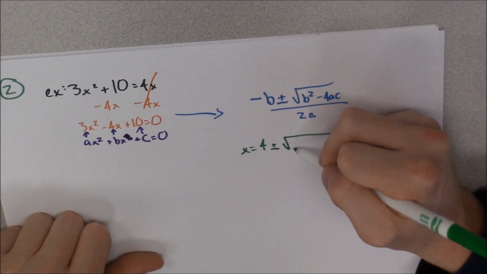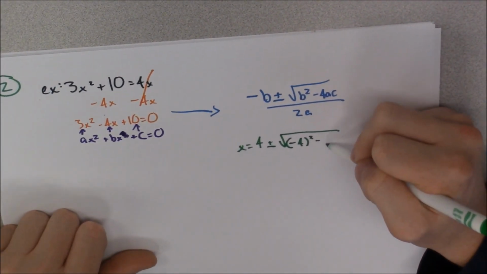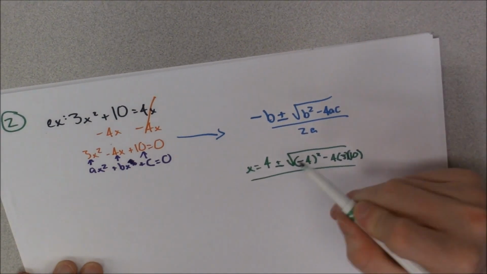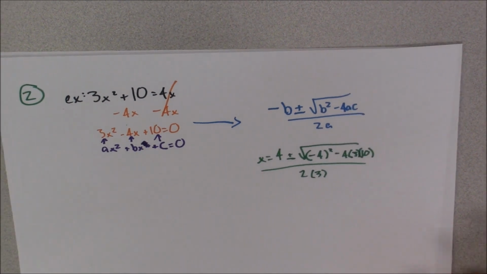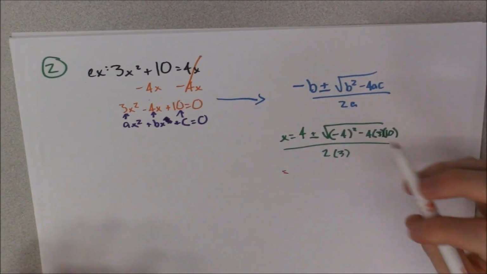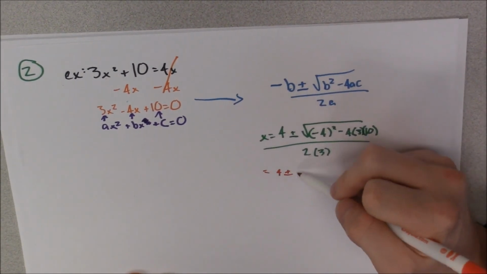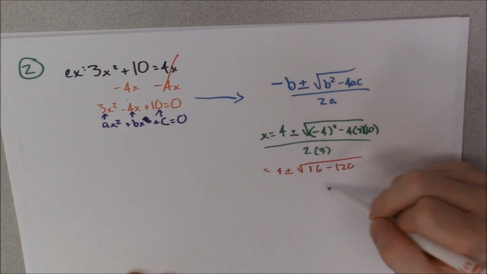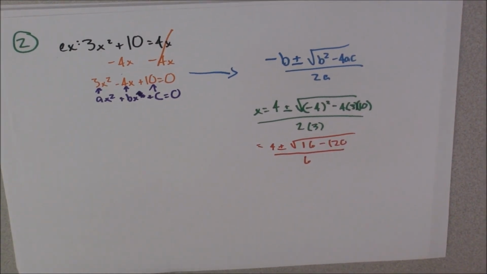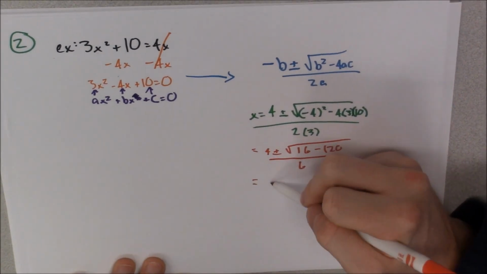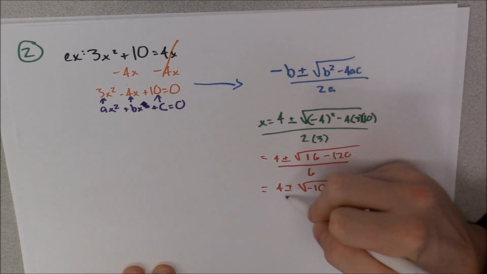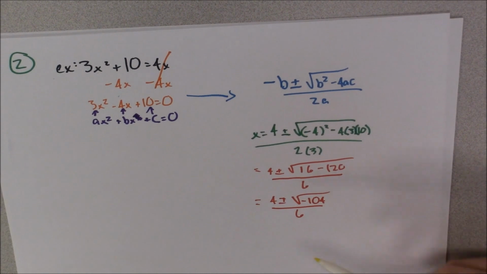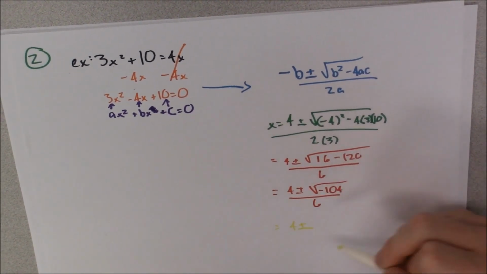And so you'd plug it in and get x equals 4 plus or minus the square root of negative 4 squared minus 4 times 3 times 10 all over 2 times 3. And that equals, when you simplify it, 4 plus or minus the square root of 16 minus 120, over 6. And that equals 4 plus or minus the square root of negative 104 over 6.